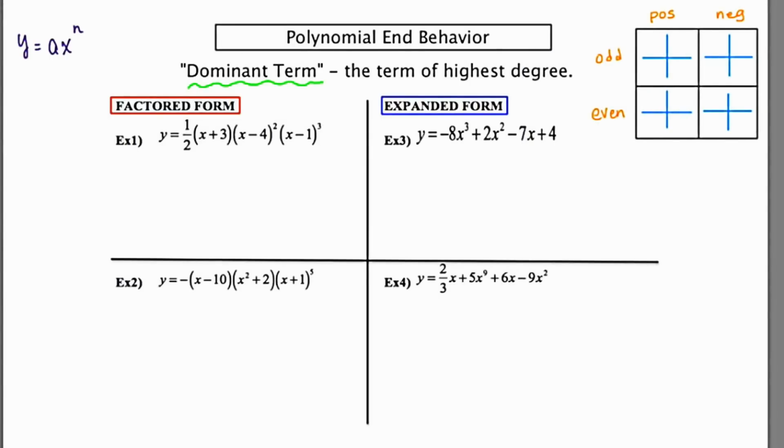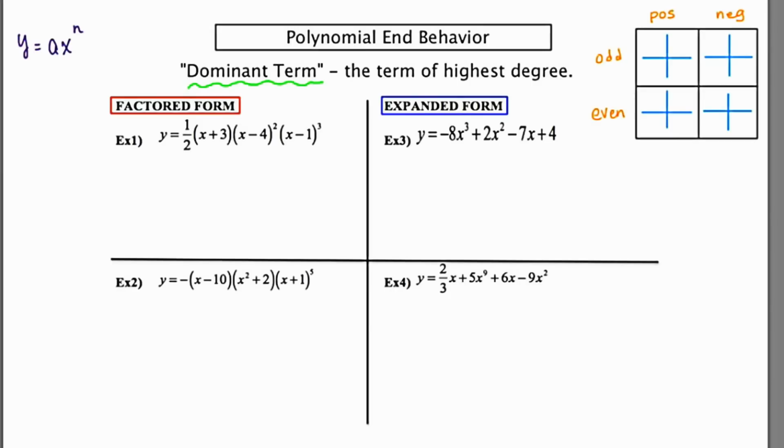This lesson is on polynomial end behavior. The end behavior of a polynomial is when you're looking at its graph and you're seeing what it does on the ends, meaning the extreme left and the extreme right. And there are four outcomes of how this could look.